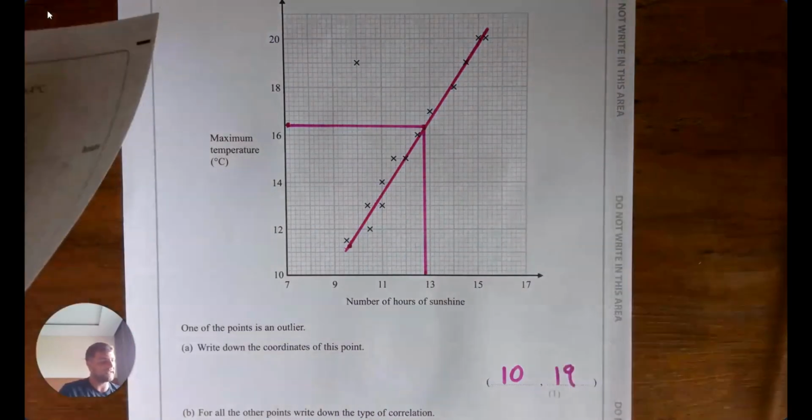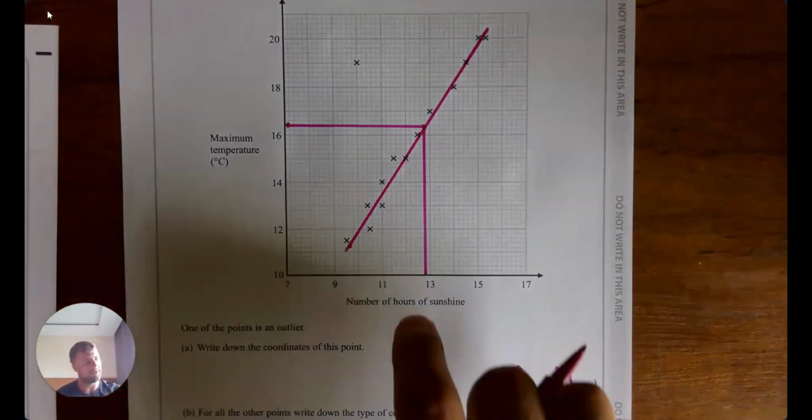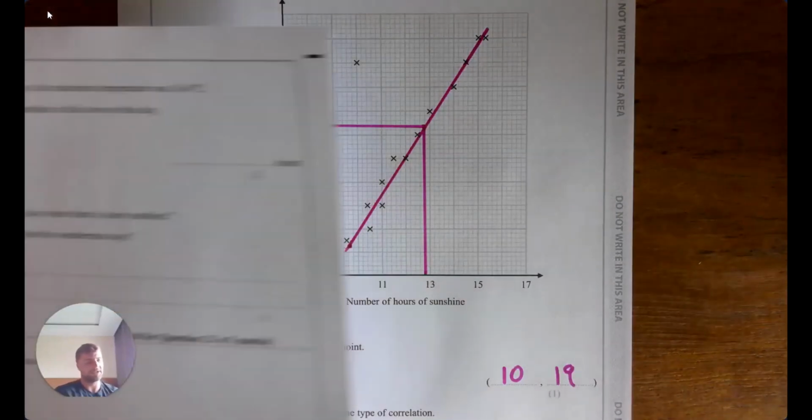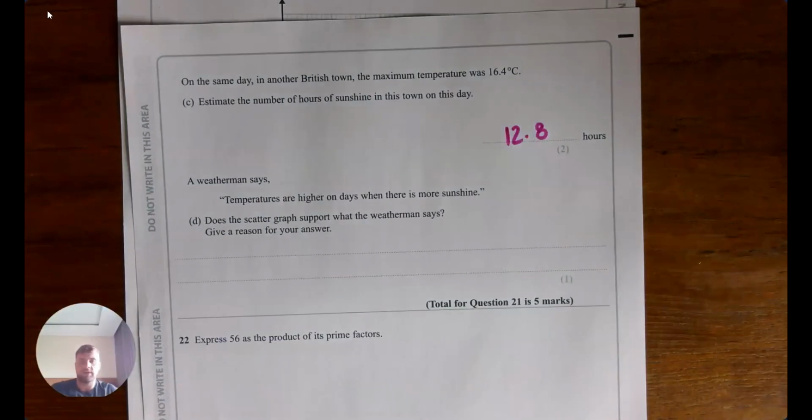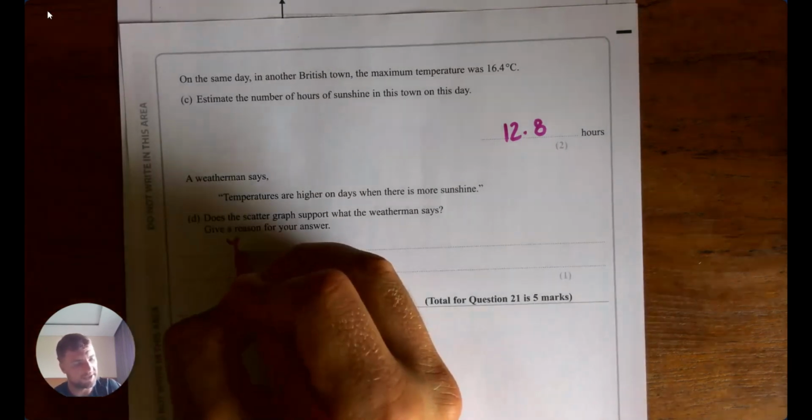And if I'm estimating that, this goes up in, again, 0.2. So it's going to be 12.8 hours. A weatherman says temperatures are higher on days when there is more sunshine. Does the scatter graph support what the weatherman says? And then it says give a reason for your answer. And we can see, because there's a positive correlation, we can say we do agree.